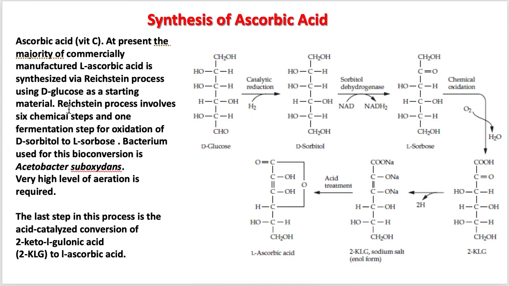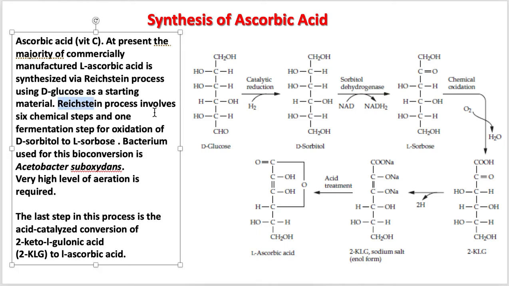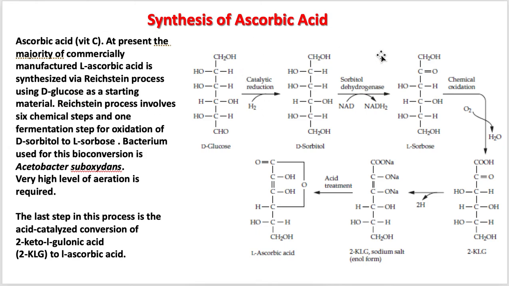Okay, so the process described by Reichstein involves 6 chemical steps. Among these 6 chemical steps, only one step is done by fermentation. The other steps are done by chemical processes. So this is actually an expensive process to produce. Although one step is done by fermentation, yet this is an expensive process.